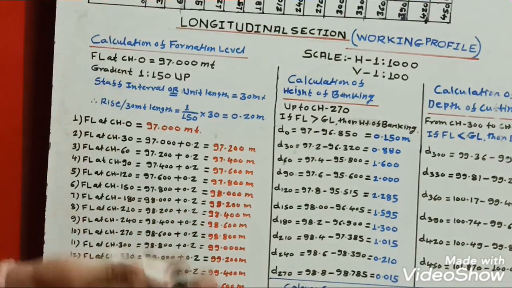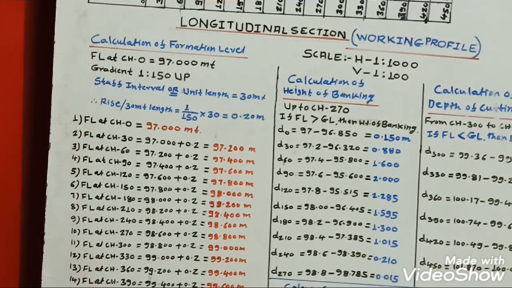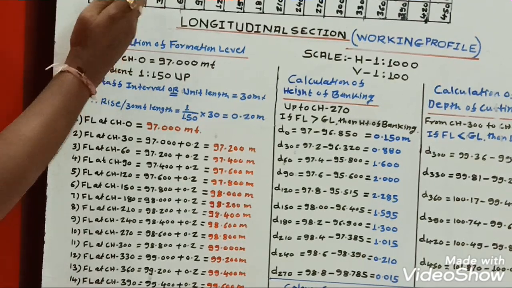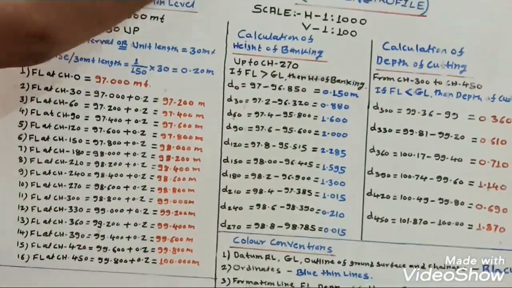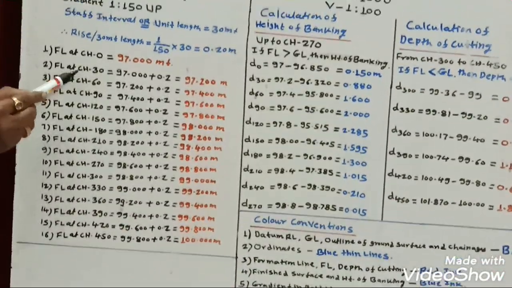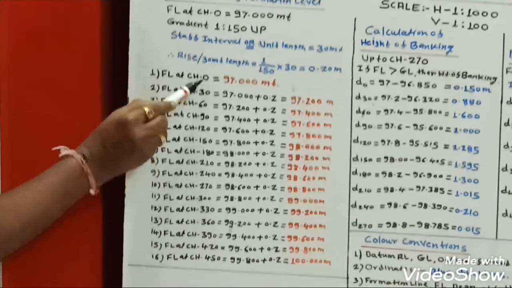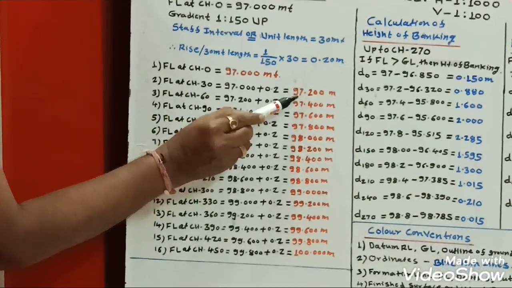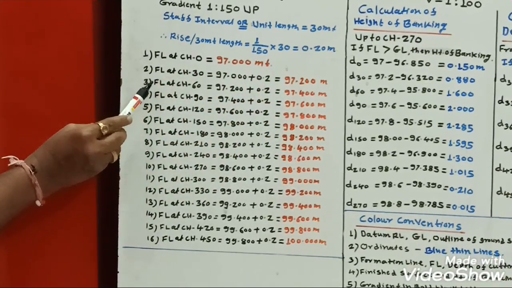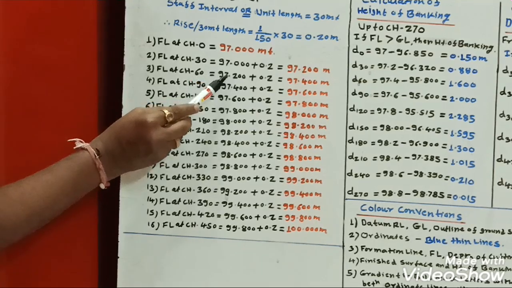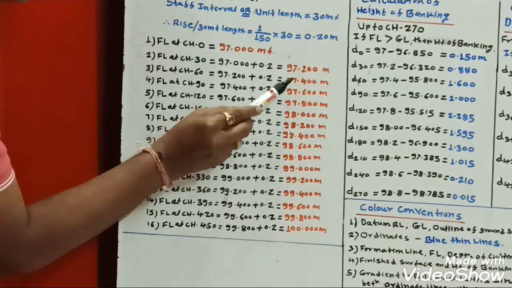If there is a falling gradient, down gradient, then we have to find out the fall per 30 meter. And then for every succeeding 30 meter, we add the rise, because a rising gradient is there in the previous formation level. Therefore, formation level at chainage 30 is 97 meter FL at chainage 0 plus rise, 97.2. Then at the formation level, chainage 60, 97.2 plus 0.2, 97.4.